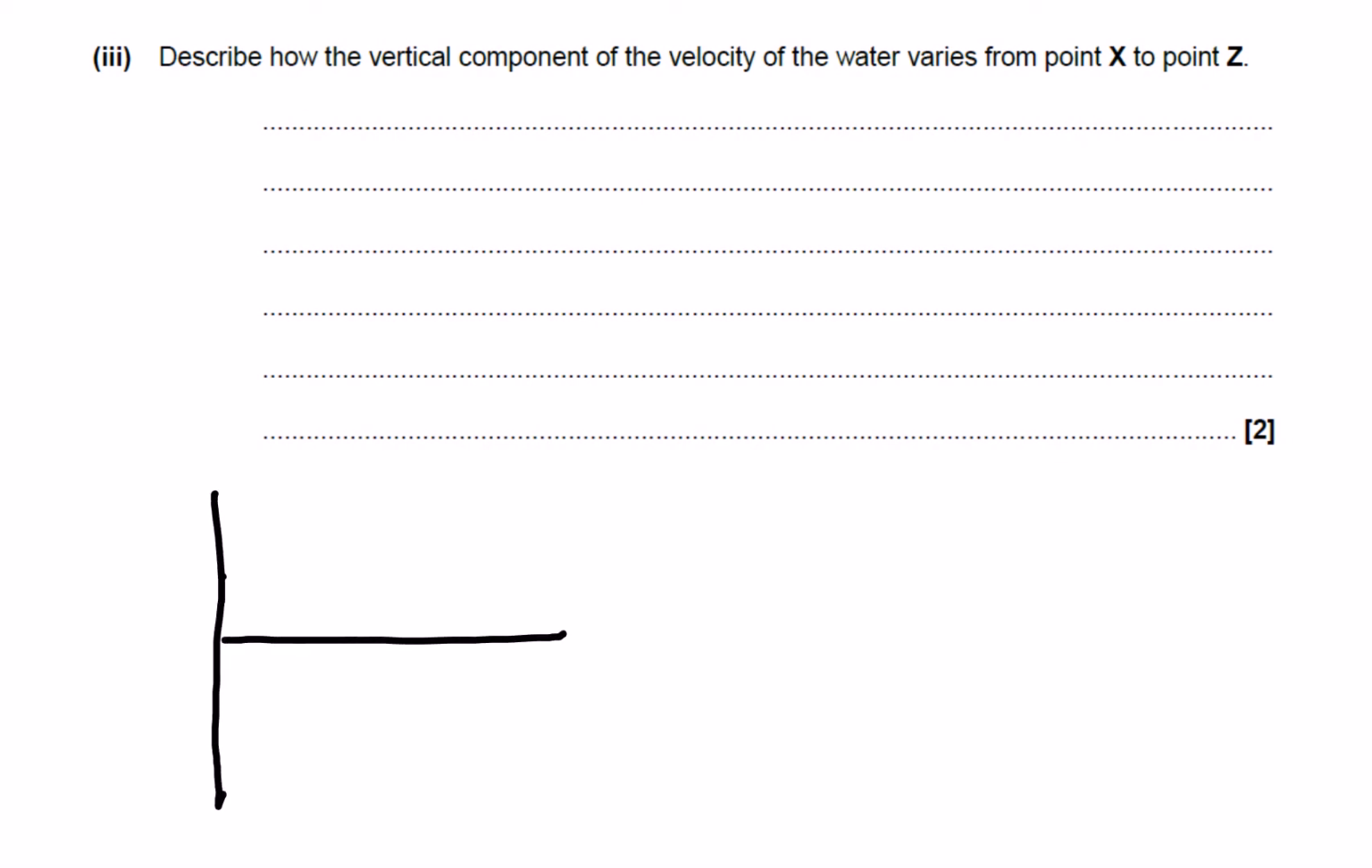If we were to have a look at what's happening to the velocity, let's do it as a velocity against time graph. At point X, it's moving upwards, and then it would be decelerating, slowing down to point Y, where it comes to a stop, and then it changes direction and is falling downwards at point Z. So here again we're only describing, we're not having to explain how the vertical component of the velocity varies. So what we would say is, if you have a diagram drawn, this would help you with how you're wording your answer.